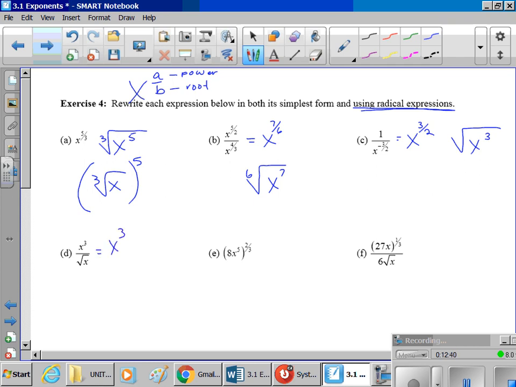In D, we have x cubed. I'm going to rewrite this for now as x to the 1/2 so I can subtract them, because 3 minus 1/2 is 5/2. So x to the 5/2. So rewrite this as the square root of x to the 5th.